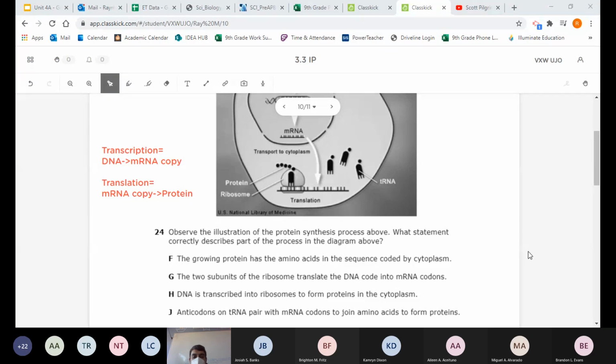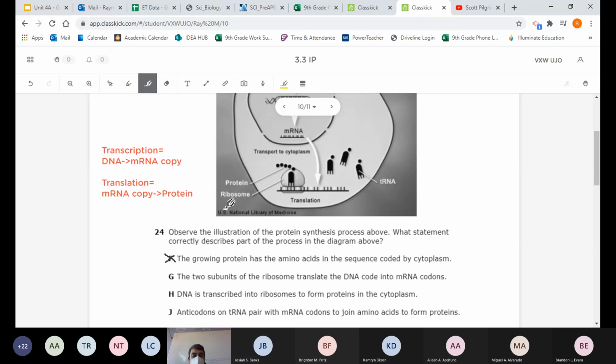So, where do we start? Which one of these do we get rid of? Uh-oh, I think you're stumped. And I think that was reflected in the test a little bit. Can anybody let me know which one of these F, G, H, or J we can get rid of? F. Why? Because it's talking about the protein, but it's not saying how it got there. It's just saying it's a growing protein.